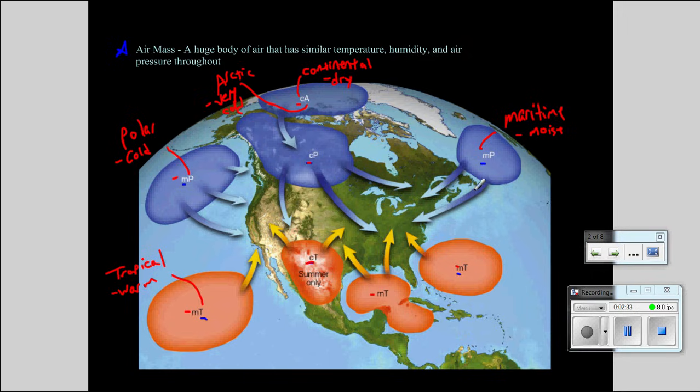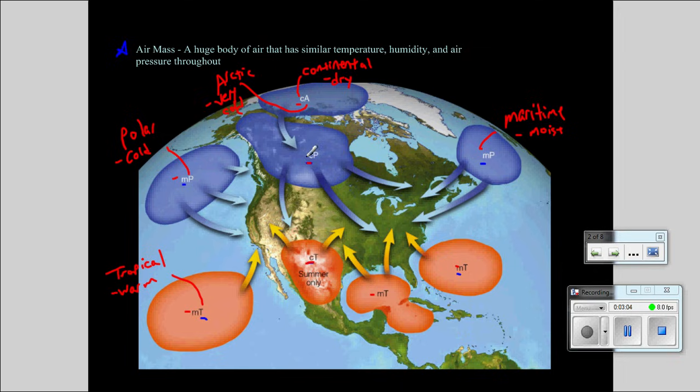So all air masses are a combination of the two. There's maritime polar, that one's going to be cold and moist. Maritime tropical, that will be warm and moist. Another maritime tropical. Continental tropical, that one is dry and warm. Another maritime tropical, warm and moist. Maritime polar, cold and moist. Cold because it's further north, moist because it's over the water.